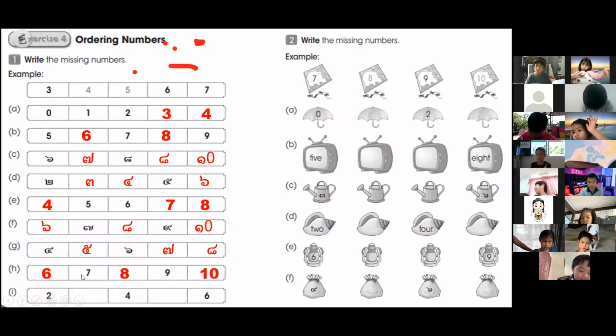Okay, before number 7 is number 6. And between 7 and 9 is number 8. After number 9 is number 10.